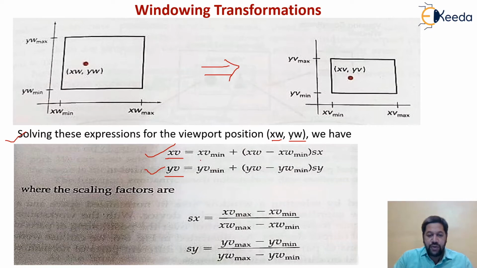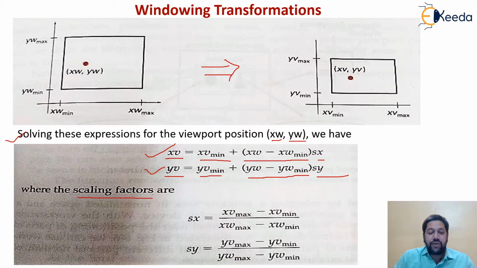xv is equal to xv minimum plus xw minus xw minimum, into sx. Similarly, yv is equal to yv minimum plus yw minus yw minimum, into sy. Here sx and sy are my scaling factors, the change of scale.